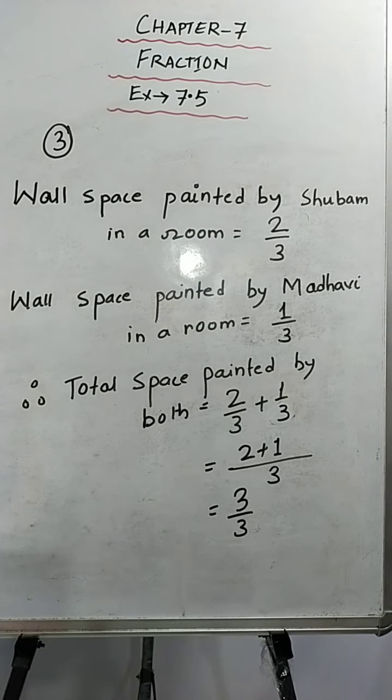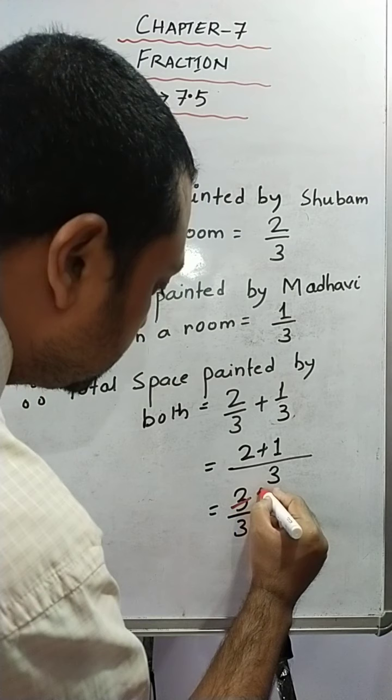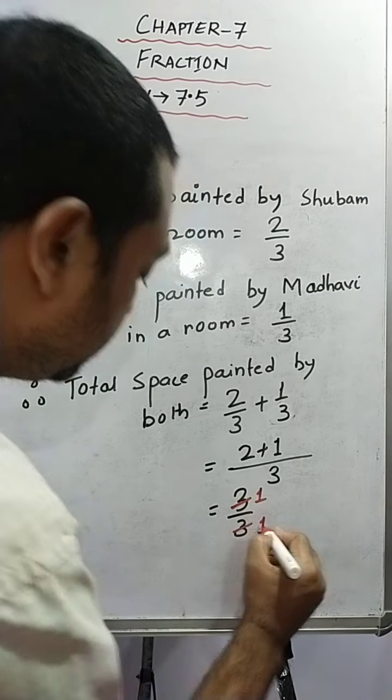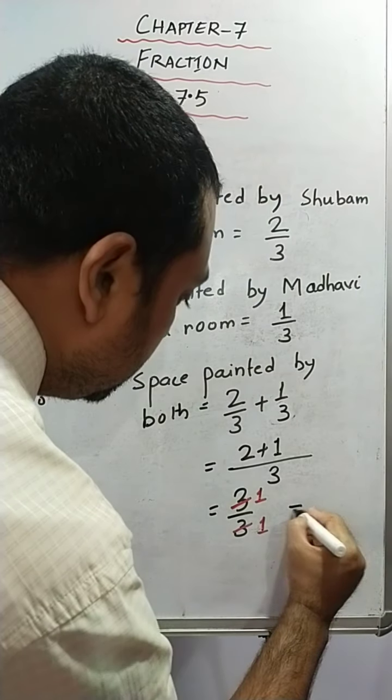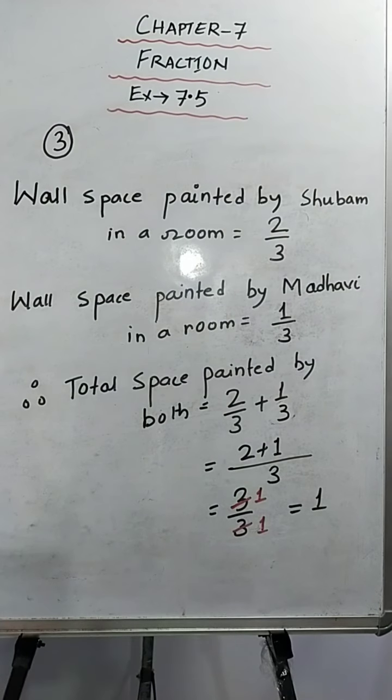Now we can reduce it, isn't it? 3 by 3 can be reduced by 3. That is 3 ones are 3, 3 ones are 3, isn't it? So your answer would be equal to 1. Okay, so this is the solution of question number 3.